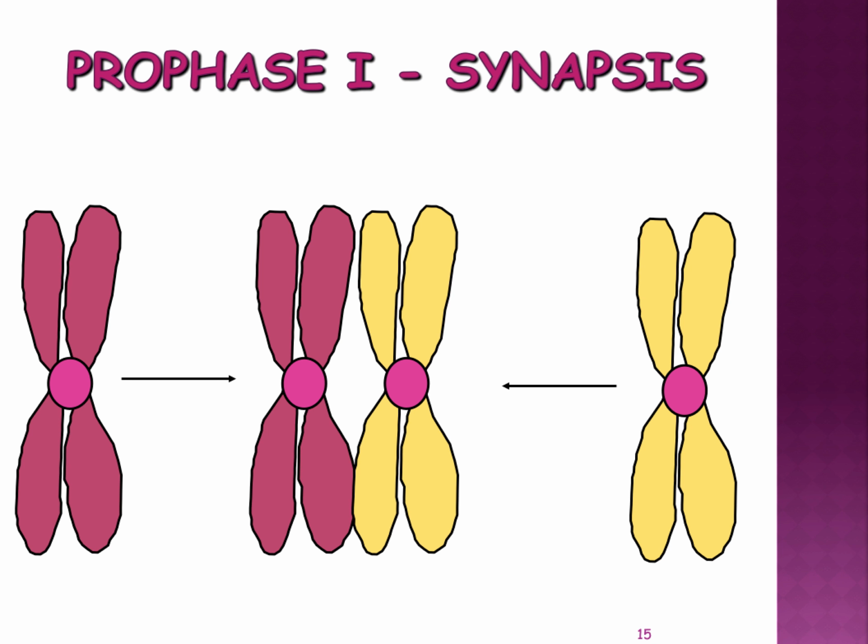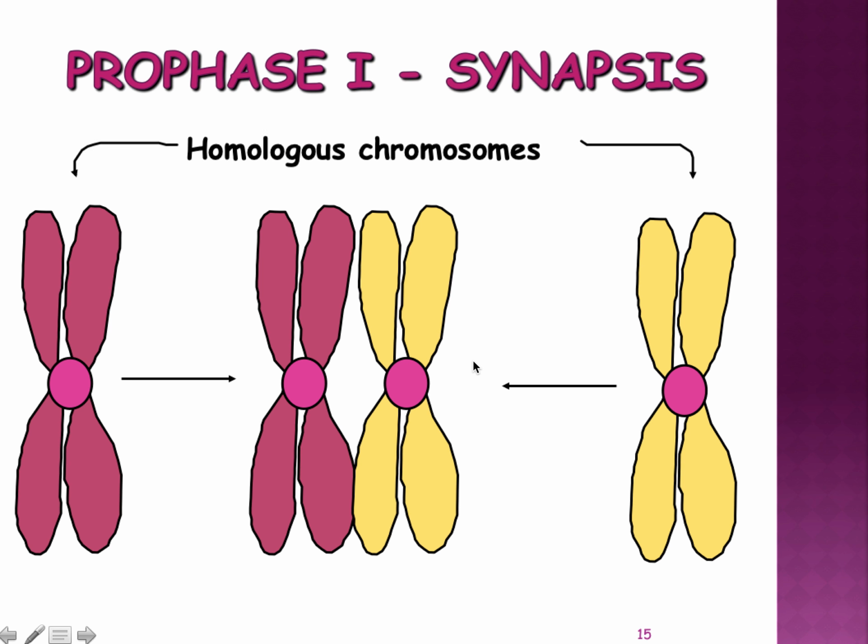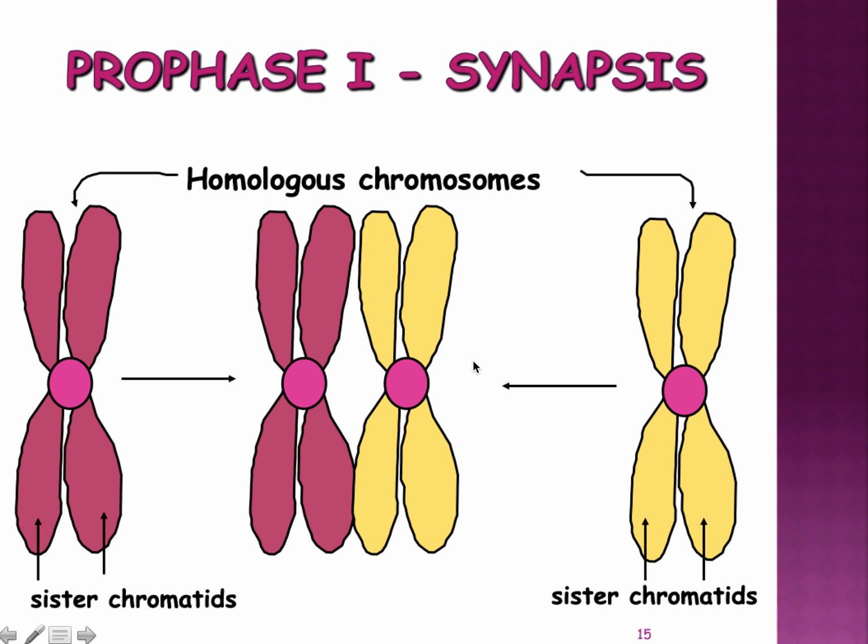So we have two chromosomes coming together, forming this tetrad. That's a process of synapsis that only occurs in prophase 1. Okay, those are our homologous chromosomes. And then each chromosome has its own sister chromatids. You could think of them as being attached at the hip. Okay? And they form this tetrad.